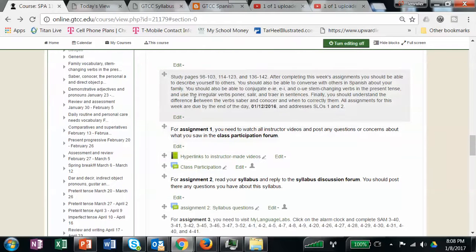Then you can read this. This tells you what pages to study. You're going to want to look at pages 98 to 103, 114 to 123, and 136 to 142. After looking at it, you should be able to describe yourself to others, converse with others in Spanish about your family, and conjugate stem-changing verbs that change in their stems in the present tense from E to I, and O to UE. You should also be able to conjugate the irregular verbs poner, salir, and traer, and understand the difference between the verbs saber and conocer.